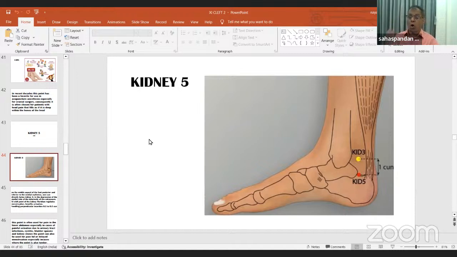This point can also be used for painful or delayed menstruation. If there is painful menstruation, or menstruation is not coming on time, it is delayed menstruation, you can use this point, especially in case where the point is also tender.